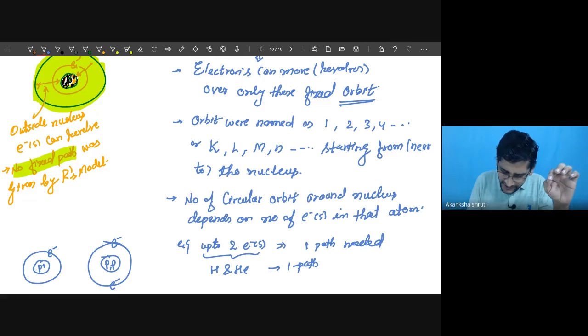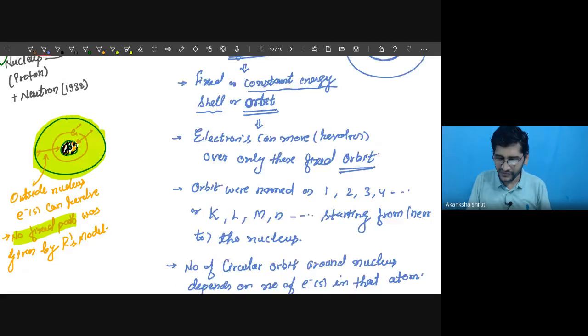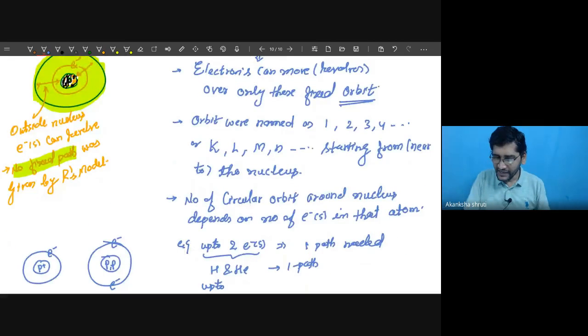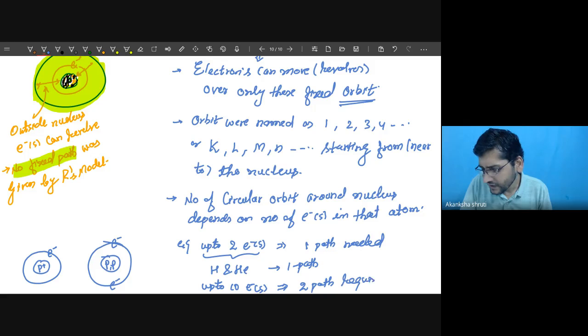But if you are considering up to 10 electrons, then 2 paths are required. How is that? All these are obtained by considering their electronic configurations. The distribution of electrons in these paths is called electronic configuration. Up to 10 electrons, only 2 paths are required.